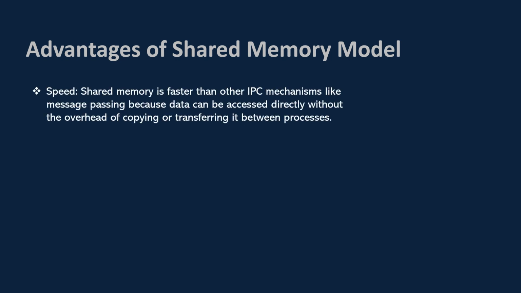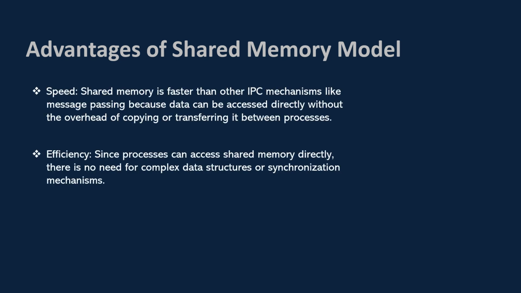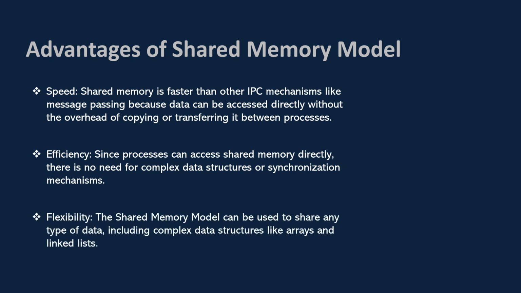These are some advantages of the shared memory model. Firstly, the speed of the overall mechanism or program is increased as there is direct sharing between the processes, and it is one of the fastest techniques to share data. Also, the efficiency of the program is increased as there is direct sharing of memory space and no complex data structures are required. The flexibility also increases as any kind of data, including complex data structures like arrays and linked lists, can be shared. So flexibility is also increased.